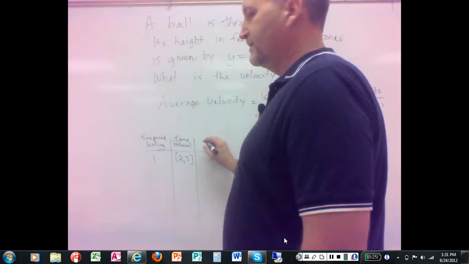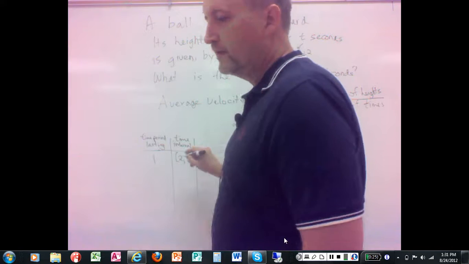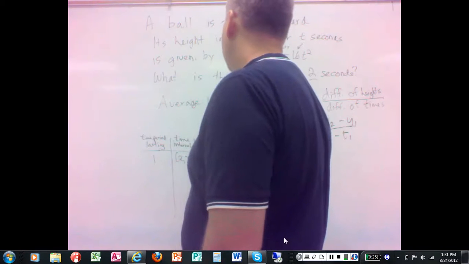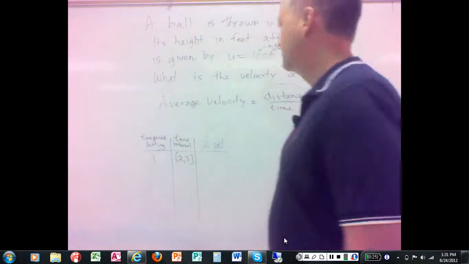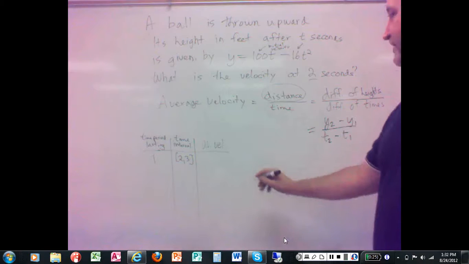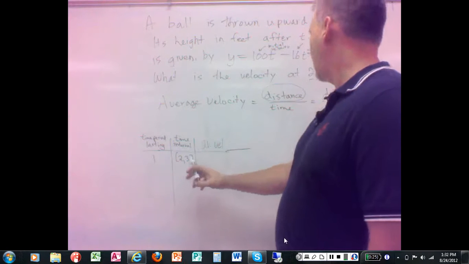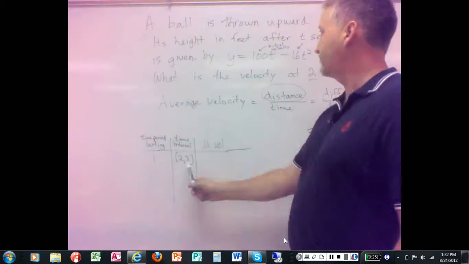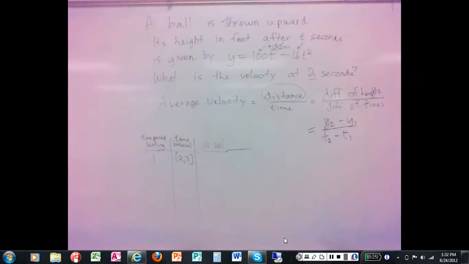So what I want to do then is calculate here my average velocity. And so I do that using this nice little formula here. All right. So I take the average velocity, so that would be y2 would be at time 3. What is the height there?